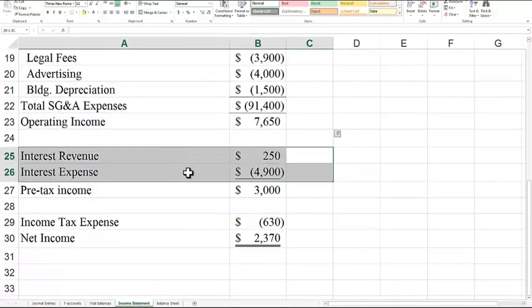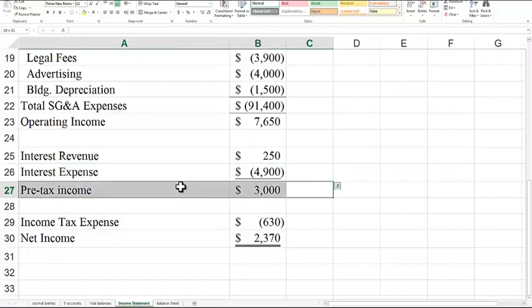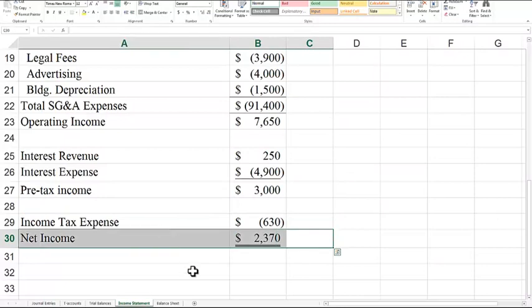Then below the operating income line, we have interest revenue and interest expense. We don't put interest revenue on the top line because our core business is not making loans. We're not a bank, so we put it below operating income. And then interest expense typically goes below operating income as well. That gives us pre-tax income. We subtract income tax expense, and we have a net income of $23.70.